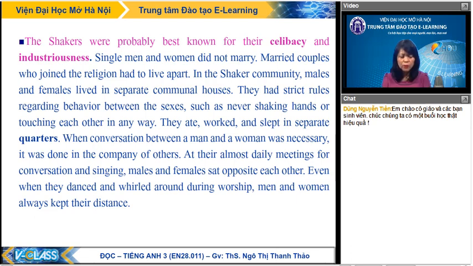Married couples who join the religion had to live apart. Right. It also supports the celibacy. One more. Alright, another example here.